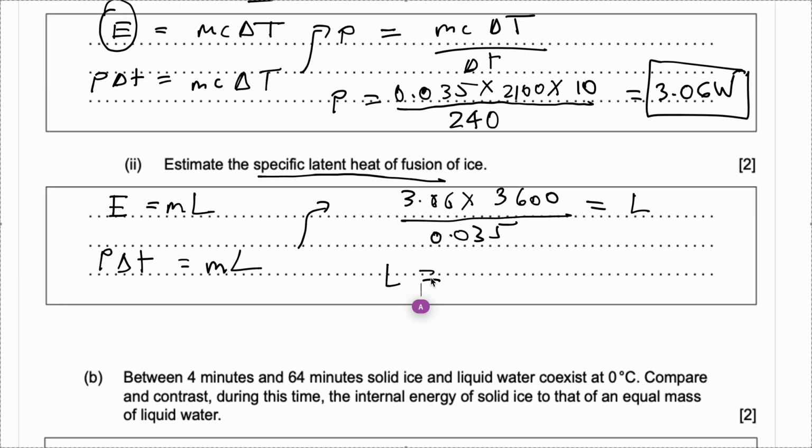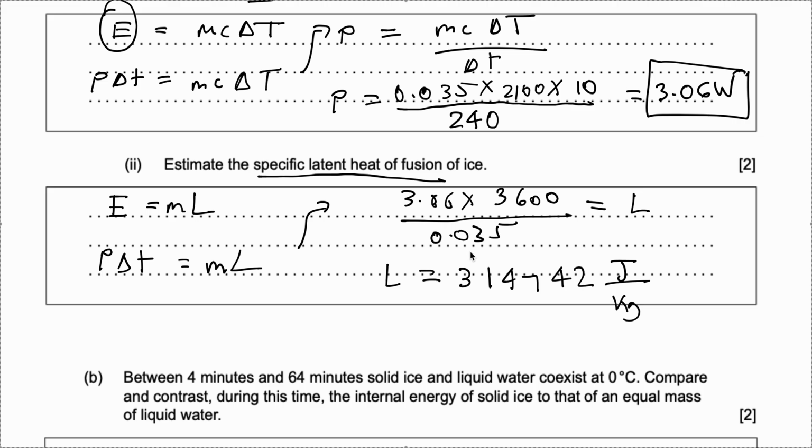So putting this into our calculator, 3.06 times 3600 all over 0.035, and that gives us exactly 314,742.2 joules per kilogram. You need this many joules of energy per kilogram to change the state of the ice from solid to liquid, which is water.